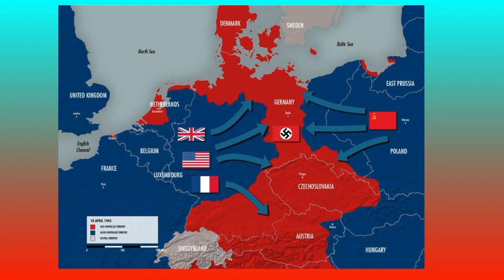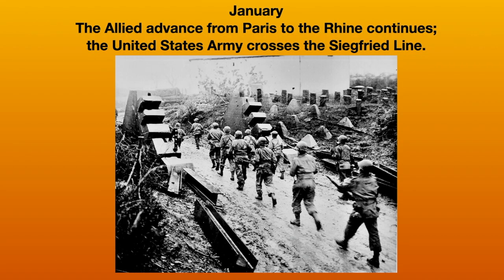As this map shows, at the beginning of 1945, Germany was being invaded on both sides. From the east, the Russian Soviet forces were pushing in towards Berlin, and on the west side, the British, the American and the French were pushing in from their side, slowly coming towards each other. As an example, in January, the Allied forces had advanced from Paris to the Rhine, and the United States Army crossed the Siegfried Line.